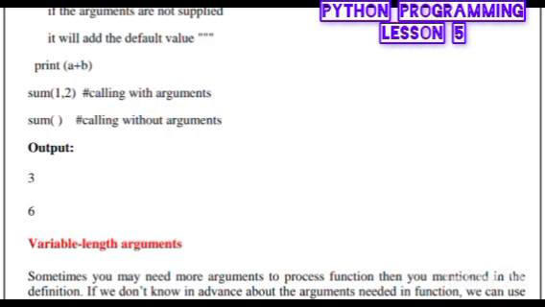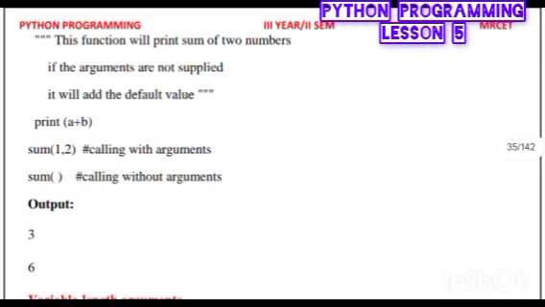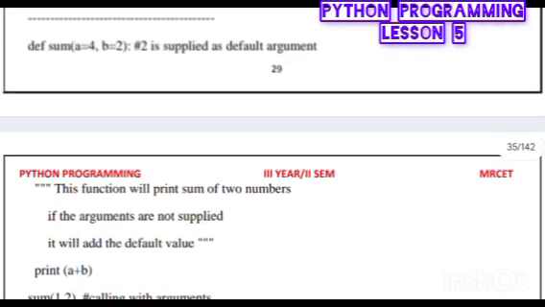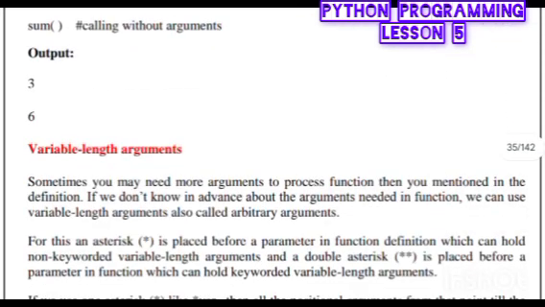Here this is a default argument. This one is called a default argument, and here it is called with arguments. This concept is called default arguments. These are default arguments. Next is variable length arguments.